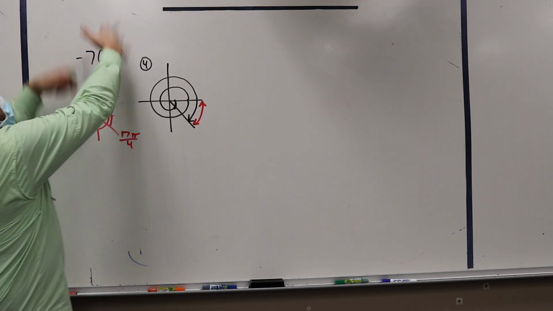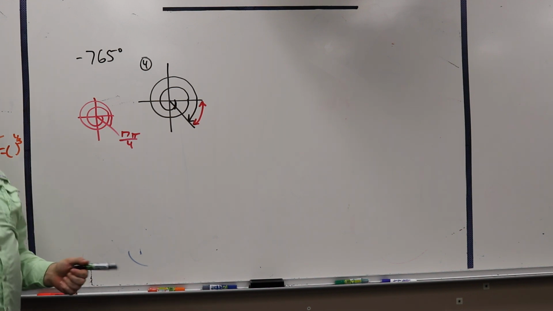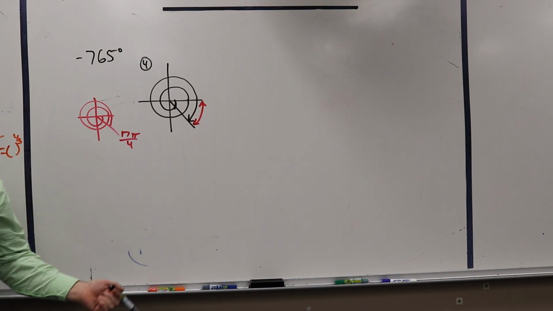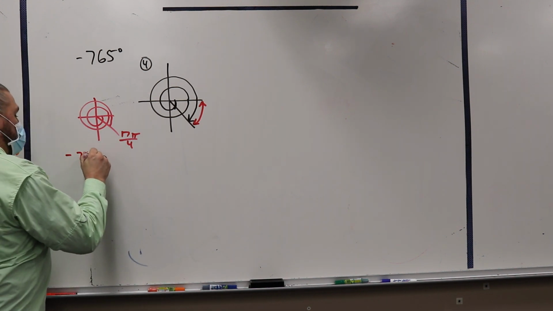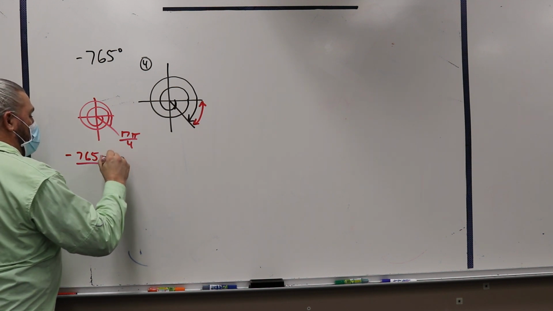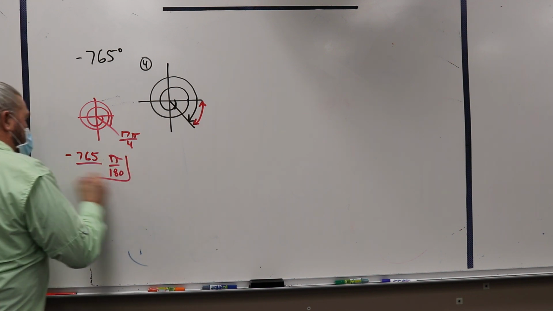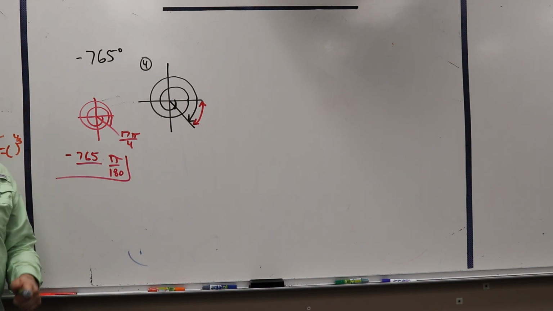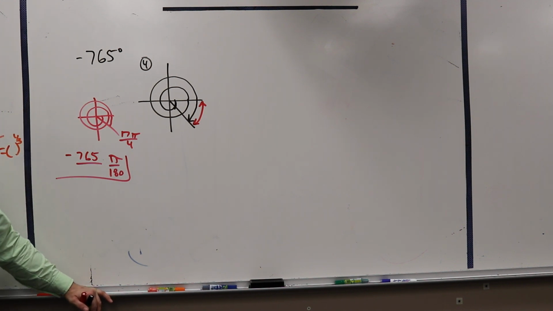And then I didn't even have to multiply by 180 over pi, or pi over 180. You can multiply this negative 765 times pi over 180, and then you break down what goes into both of them. But when it's a 45-45 or a 30-60-90, you can actually see how many pi's it is just by looking at the graph. Does that make sense?